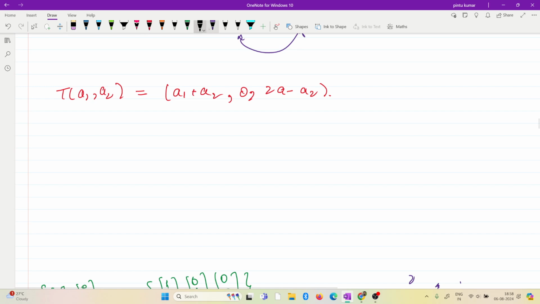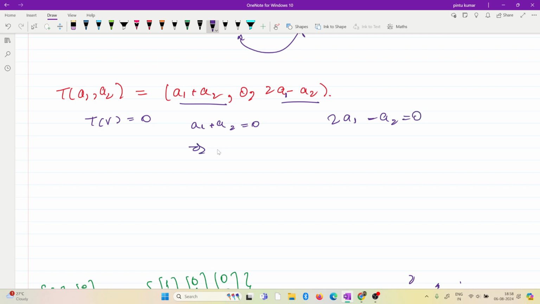Now let's try to find the nullity first. So what do we mean by nullity? We want T of V to be equal to 0. That would make A1 plus A2 equal to 0, and 0 is already 0, so we need not do anything. And 2 times A1 minus A2 is equal to 0.